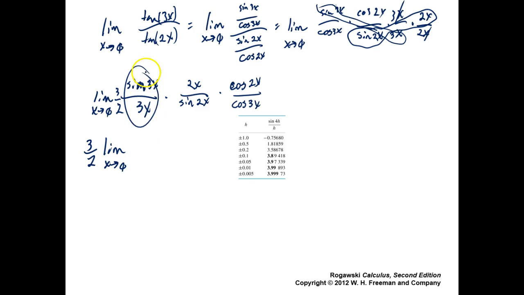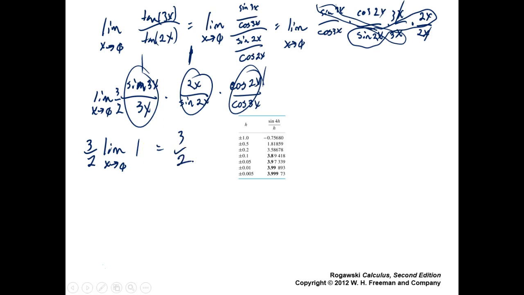That's 1. So, 1. Now, I contend to you if sine of 3x over 3x is 1, then 2x over sine 2x, that also should be a 1. Okay? And then as x is approaching 0, 2x is approaching 0, cosine is approaching 1, and same with the denominator. This would be 1 over 1, which is 1. So I contend to you this is just 3 halves.